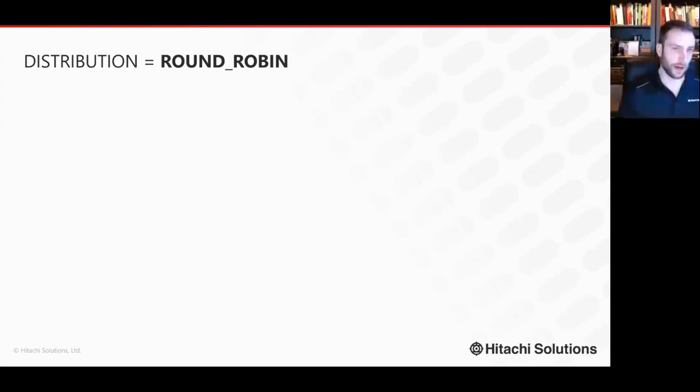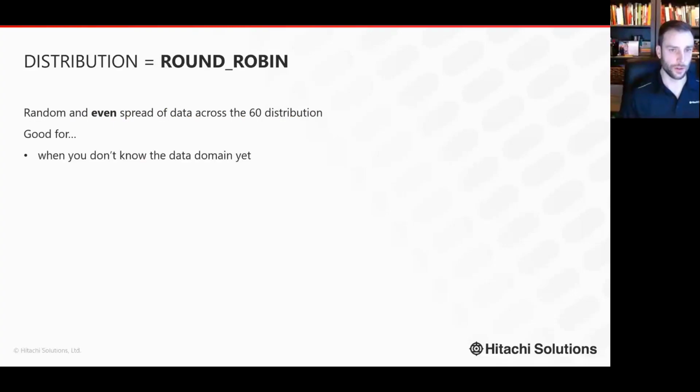Now, Synapse gives you the option to pick different methods or algorithms to distribute your data. These really provide a great opportunity, if you understand how your data works and what your business logic looks like, to distribute your data in an ideal way to improve the performance of your platform. Round robin randomly and evenly spreads the data across the 60 distributions. That's really good for when you don't know your data domain yet. You're seeing the data for the first time, you don't really understand joins yet, you just know you need to get it loaded and then start exploring it.